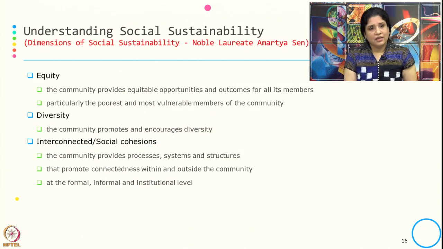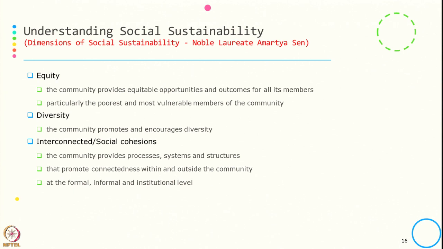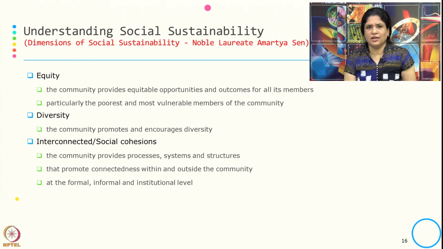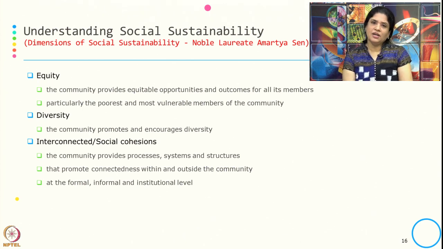Then there are the different dimensions of social sustainability given by Nobel laureate Amartya Sen. There are 6 dimensions of social sustainability. The first one is equity. Here the community provides equitable opportunity and outcome for all its members, particularly the poorest and most vulnerable members of the community. Then diversity: the community promotes and encourages diversity.